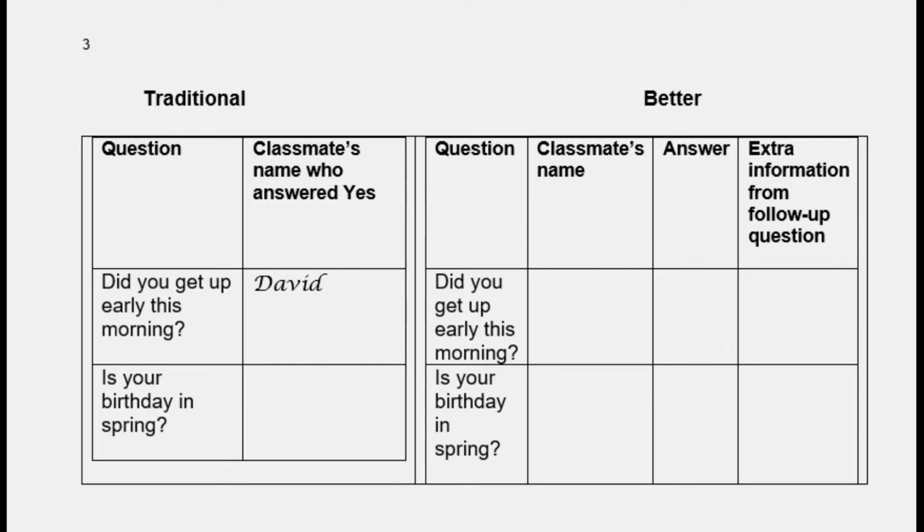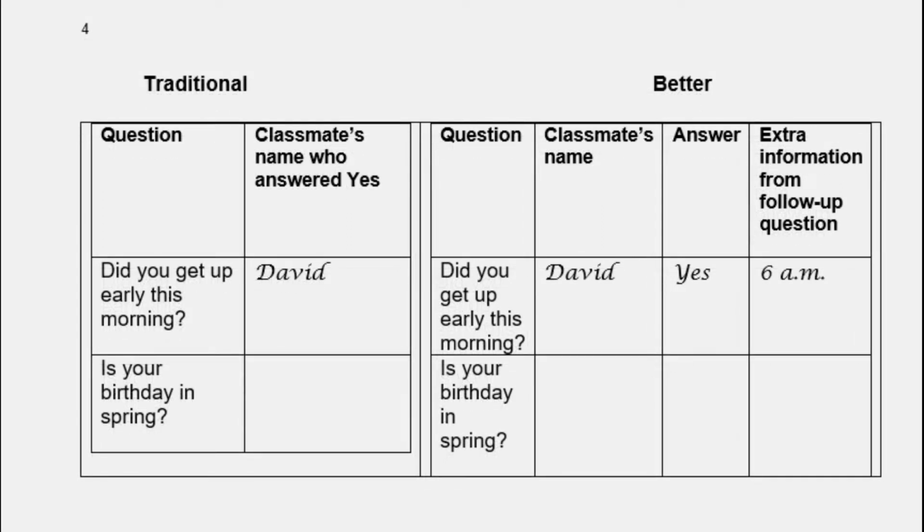Okay, so let's see. I can think of several questions like why did you get up early or what time did you get up? Okay, what time did you get up? Oh, around 6 a.m. So my chart would look like this. Then I'd go up to a different classmate and ask them about their birthday. Yes, you could, but let me explain some more benefits to the better way.